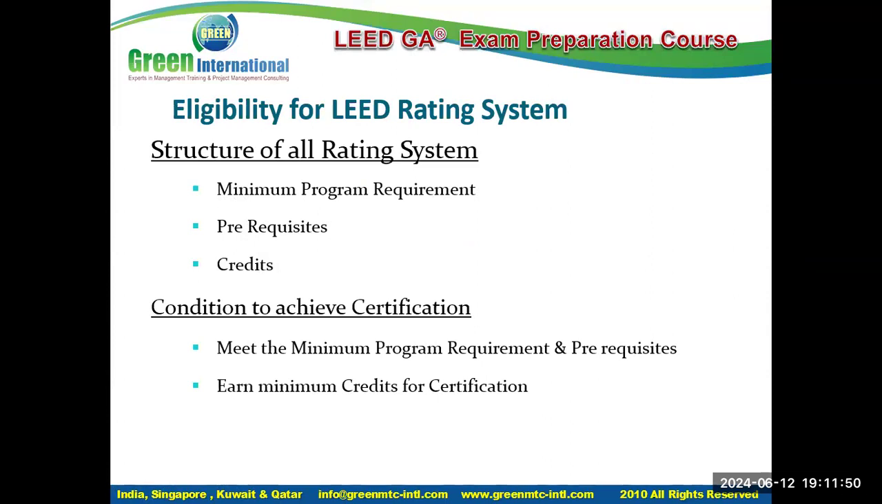Once I'm eligible to apply, that particular project can be registered under LEED, then there are prerequisites. You have to follow certain prerequisites in each category. You must meet that prerequisite criteria. Then above the prerequisite, if you do something better, that will be under credit. Right? So in order to achieve certification, you have to meet the minimum program requirement and the prerequisites of each category. Then you go on to earn the minimum credits for certification, and focus on maximizing your credit points.